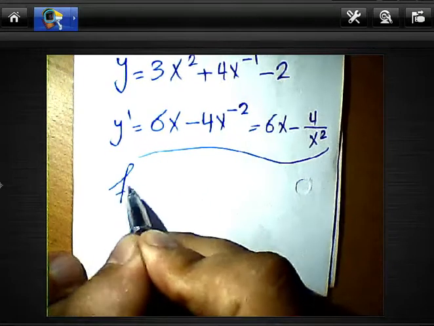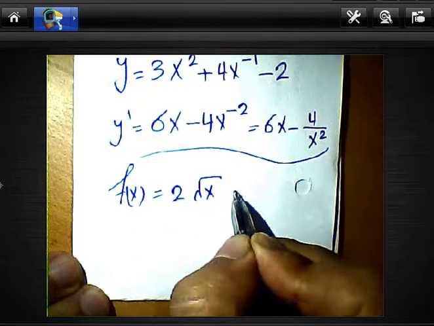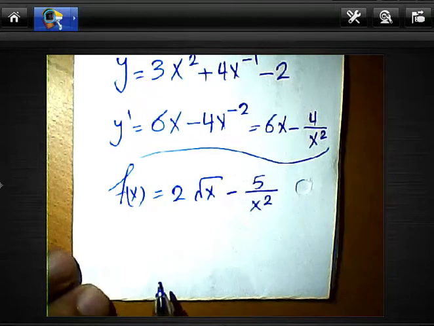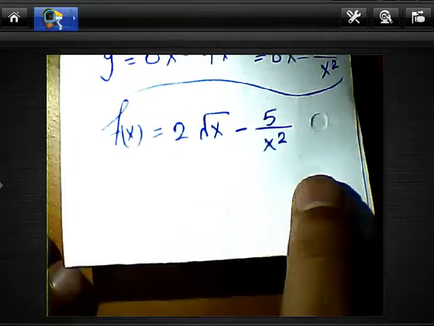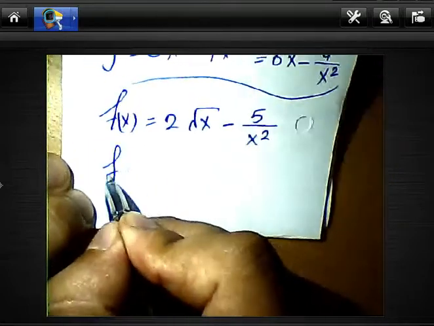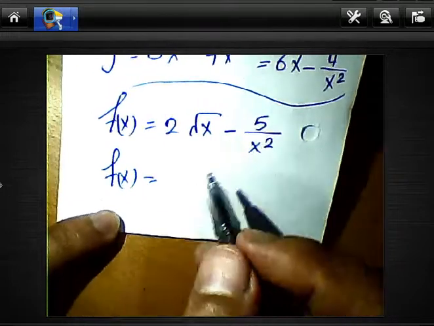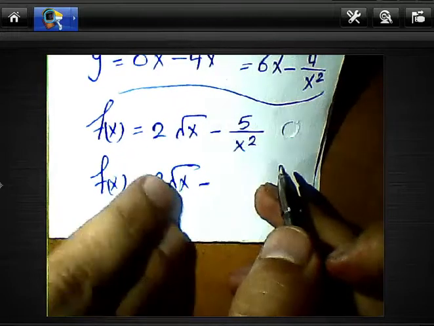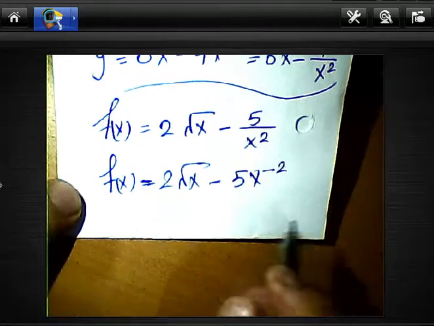And what about this function f of x, 2 root of x subtract 5 over x power 2? We can simplify this example first. So you can write 2 root of x, 2 root of x subtract 5x power negative 2, and you can find the derivative of this function.